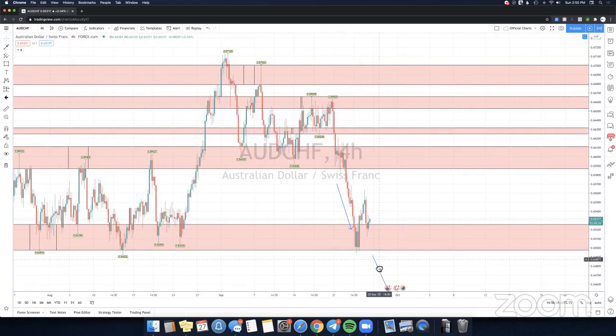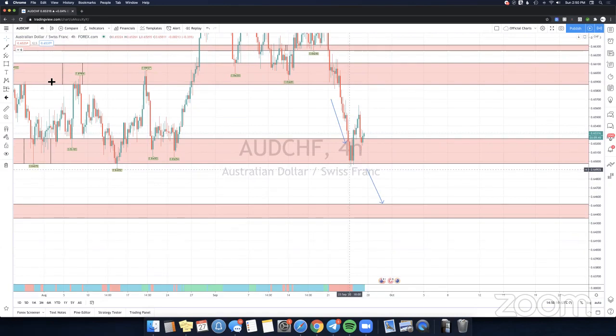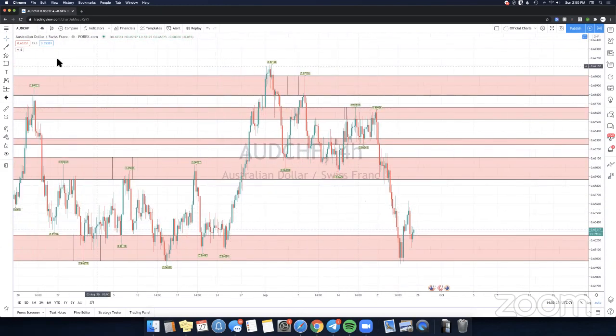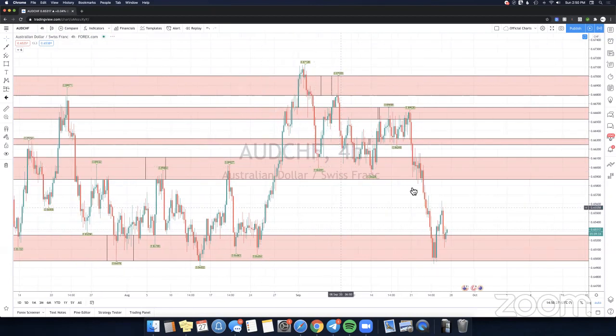So right here, if price breaks this zone, if price breaks this zone right here, it'll probably come down to this area. So once it does that, how many pips is that right there? It's about 40 pips. It's a nice move. But yeah, like I mentioned, currently there's no catalyst right now to enter any trades until we have some sort of confirmation. So I'd leave AUD/CHF alone.